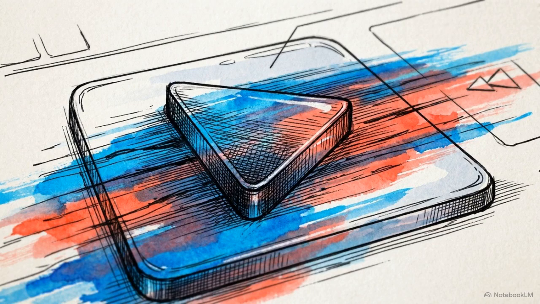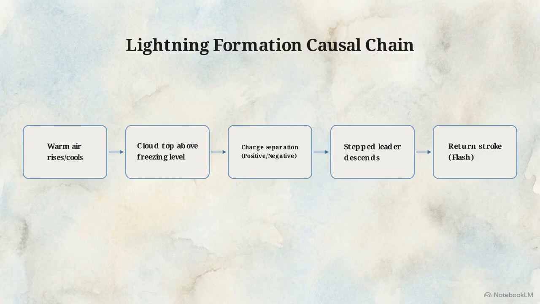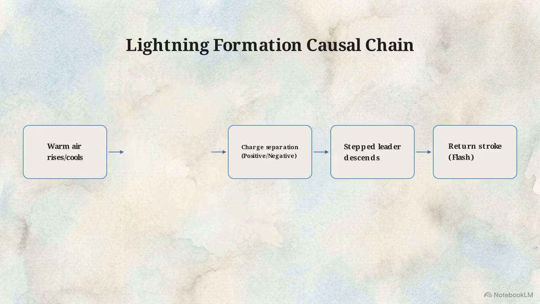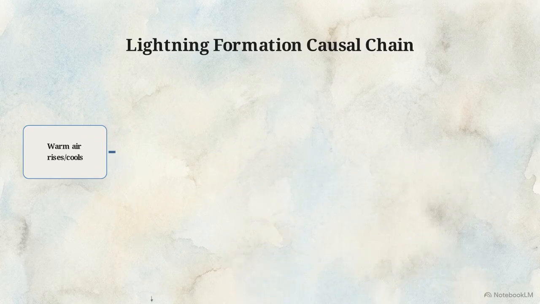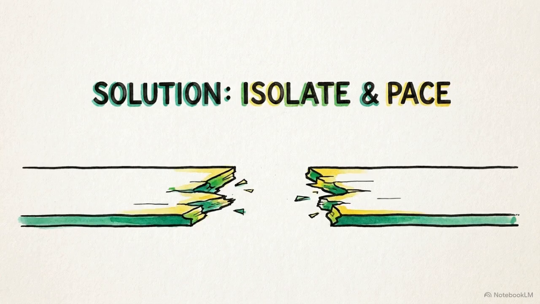Because the video does not stop, the data is transient. If a learner fails to encode a single fleeting detail, like the fact that the top of the cloud sits above the freezing line, the entire causal chain of events that follows becomes entirely incomprehensible. We mitigate this biological bottleneck using the segmenting principle. Segmenting physically severs the continuous timeline of a video. It transfers pacing control away from the media player and assigns it directly to the person watching.